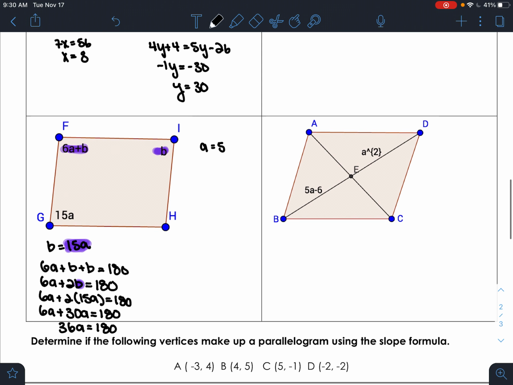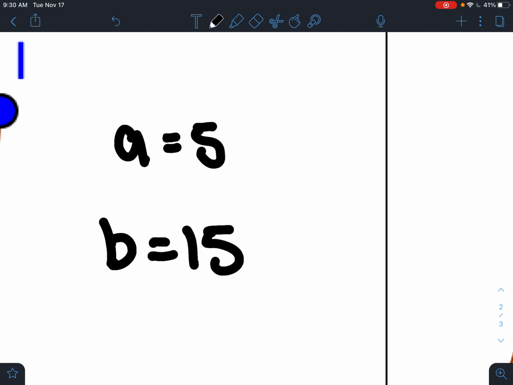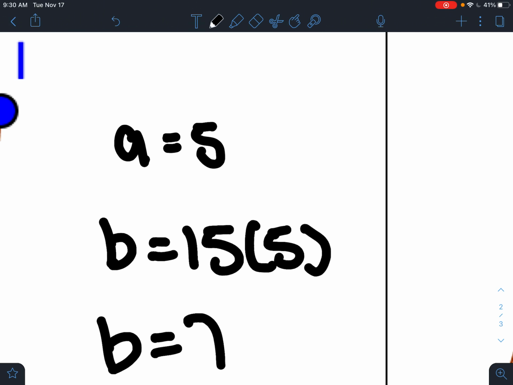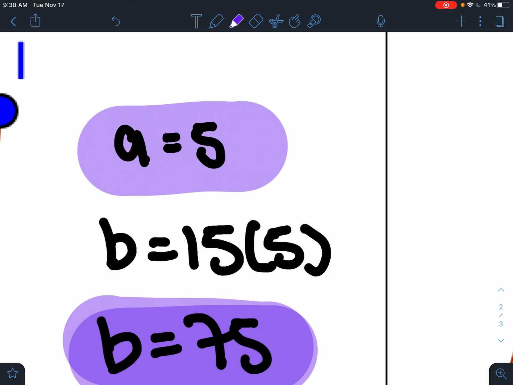Which means now if I take that A and plug it into B equals 15A, I'm going to have B is equal to 15 times 5, which means that B is equal to 75. And those are my two answers.